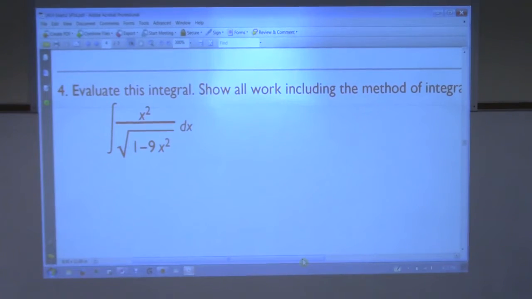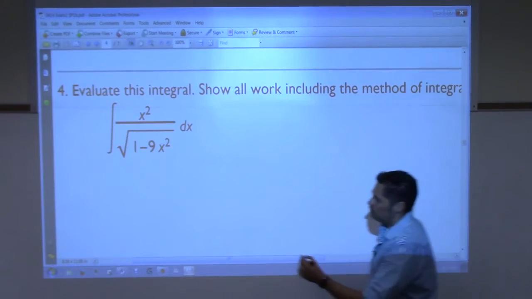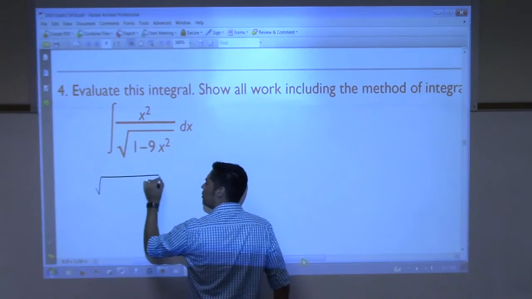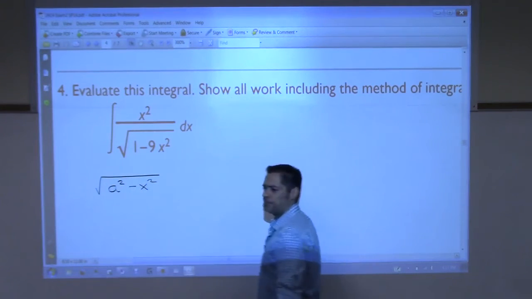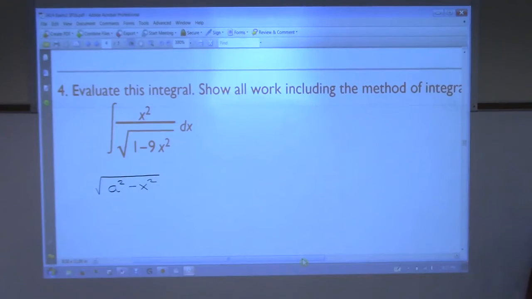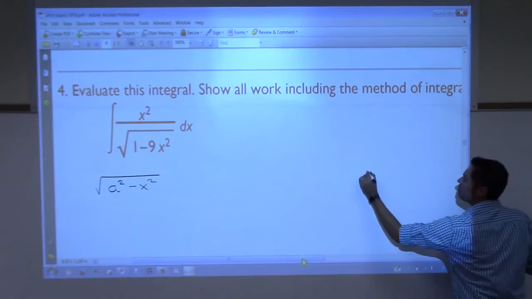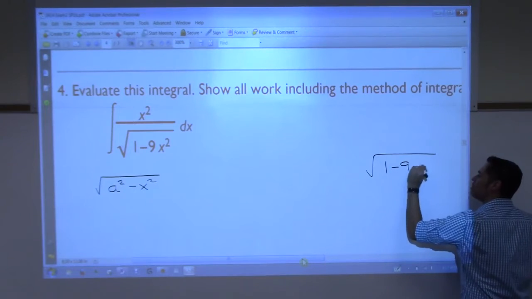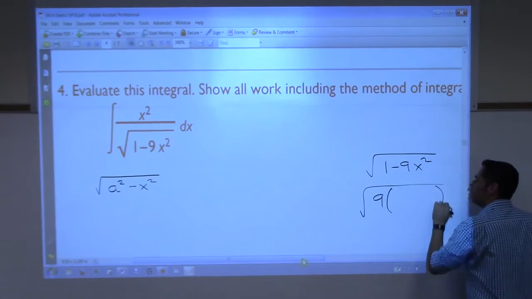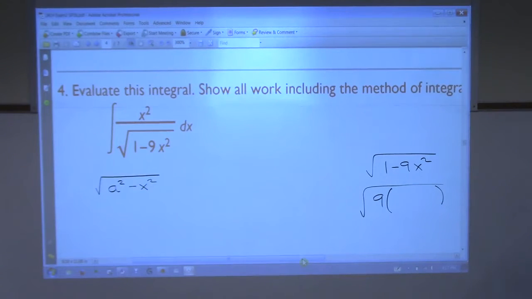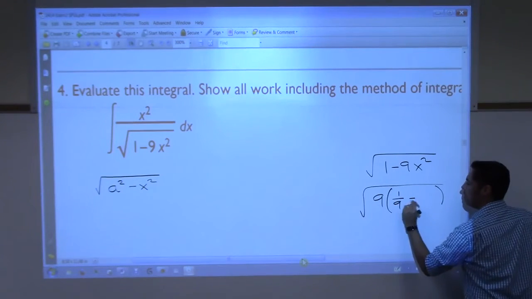All right, so what do y'all see happening here? We only have 20 minutes, so I don't think we're going to get through this one, but let's try. So you're thinking square root of which one? A squared minus x squared? What issue do you have, though? What's the problem? The 9. So let's take a 9 out. If you were to look at this, 1 minus 9x squared, and I were to ask you to factor 9 out, what would be left in there? 1/9 minus x squared.